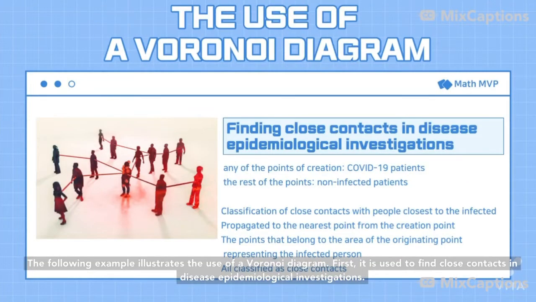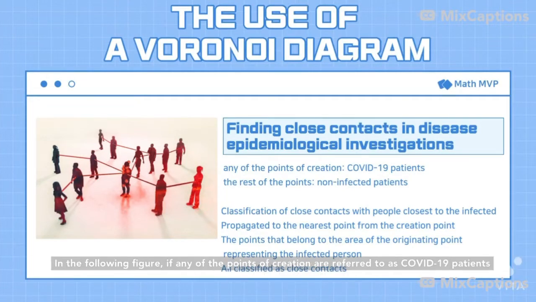The following example illustrates the use of Voronoi diagram. First, it is used to find close contacts in disease epidemiological investigations. In the following figure, if any of the points of creation are referred to as COVID-19 patients and the rest of the points are not infected, the people closest to the infected are classified as close contacts.